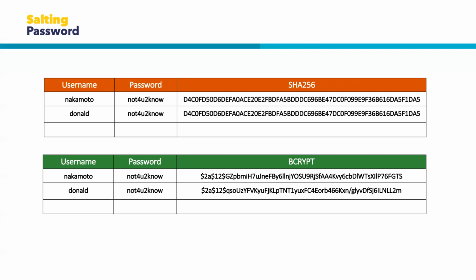Because the problem with an unsalted hash, for example, is that by any chance, if I can steal the password from Donald, then I can log into the account of Nakamoto because I know that they are using the same hash. But if we are using bcrypt with a salted password, even if I can steal Donald's password, I will never know that they actually have the same password as Nakamoto. Is that clear, or do you have any confusion? Yeah, it's clear, sir. Okay.